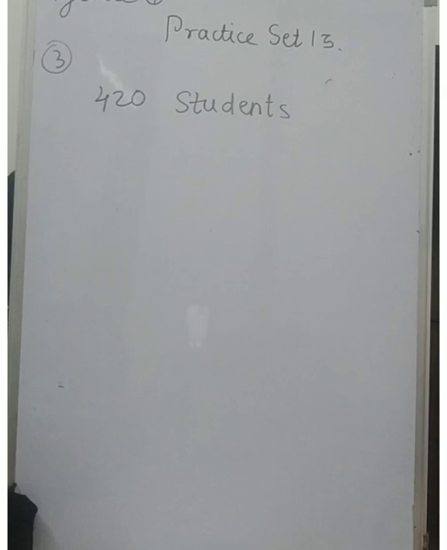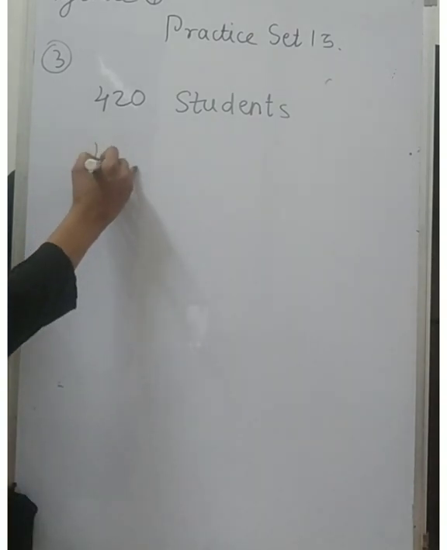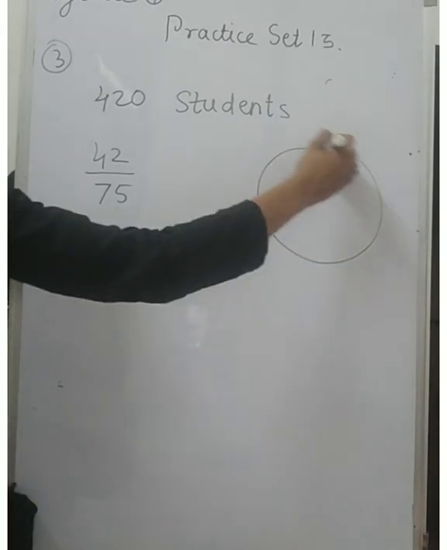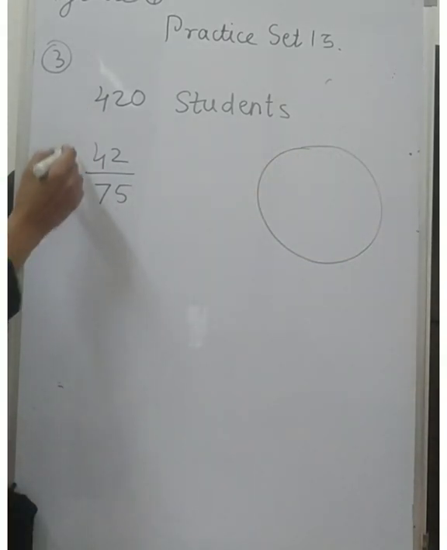Now there is third question. There were 420 students participating in Swachh Bharat campaign. How many students I have written? 420 students. Okay. Now they cleaned 42 upon 75 part of the town, Sevagram. There is one town, okay, and these students have cleaned this much part of the town. Now what part of the Sevagram did each student clean if the work was equally shared by all?